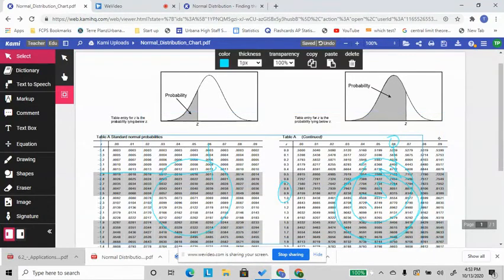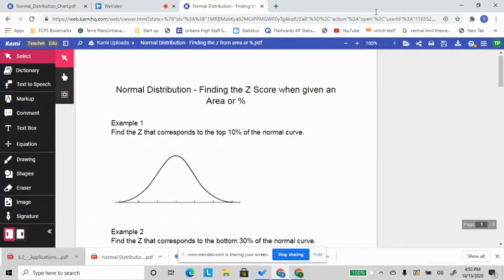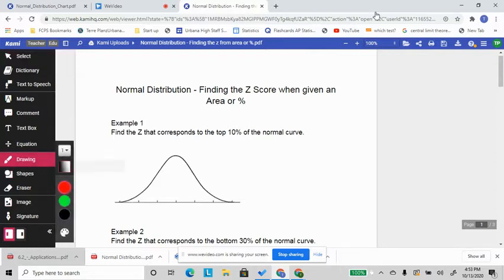So let's start. All right, so example 1, we're going to find the z that corresponds to the top 10% of a normal curve. When doing these problems, we want to find the top 10%. So we're just going to kind of estimate and say where we think the top 10% would be. So I'm thinking maybe the top 10% is around here. That's good enough. You're just doing this as a visual.